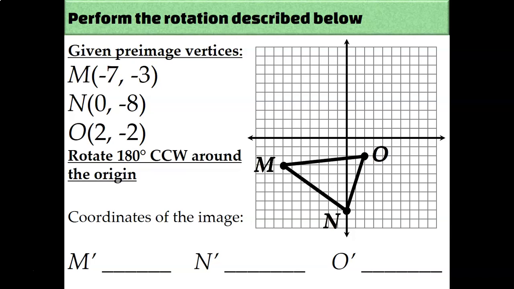This time I'm rotating 180 degrees, counterclockwise or clockwise. It actually doesn't matter which way you go, you'll get the same answer. The rule for that is changing the sign of x and the sign of y. So (x, y) becomes (-x, -y).